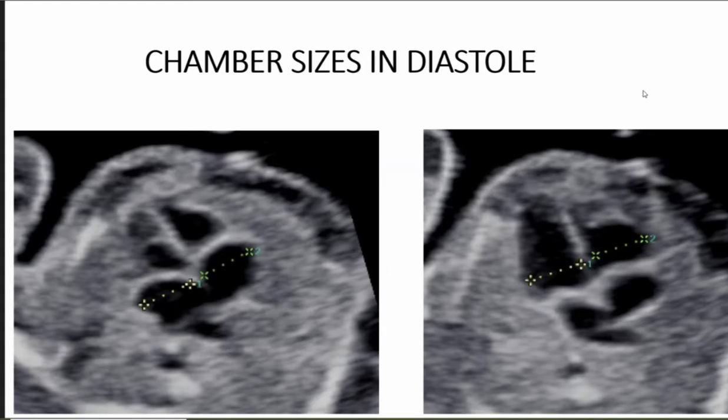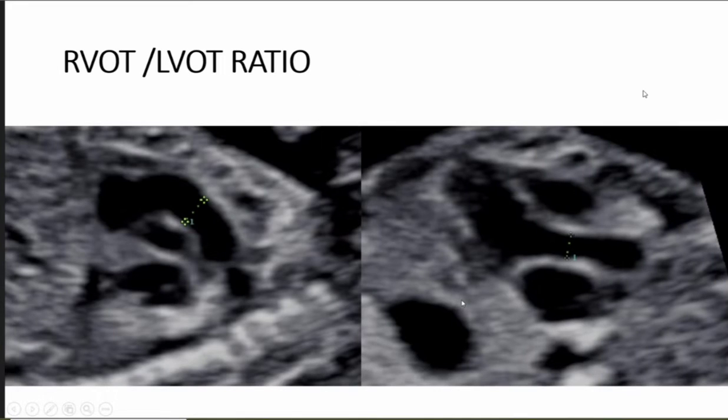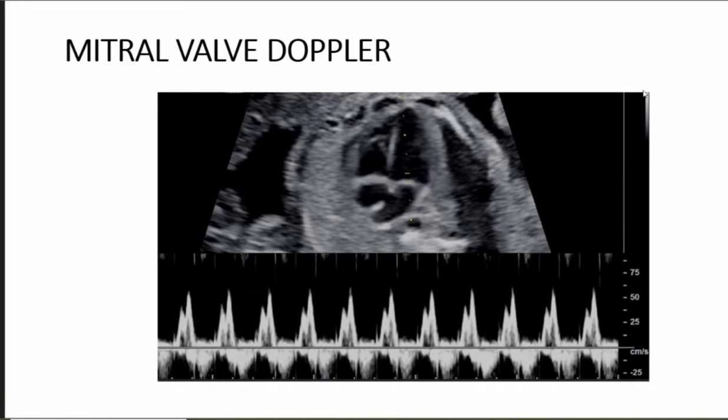Measurements are to be done in the 4-chamber view on either side of the atrioventricular valves, with the end diastolic picture in view. So that's the chamber sizes in diastole on the atrial side and ventricular side. Outlets can be measured at the valvular level or supravalvular level. So that's the pulmonary artery in RVOT view measurement. That's the aorta in LVOT view measurement, ascending aorta.